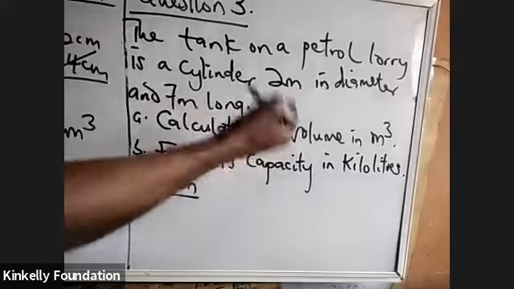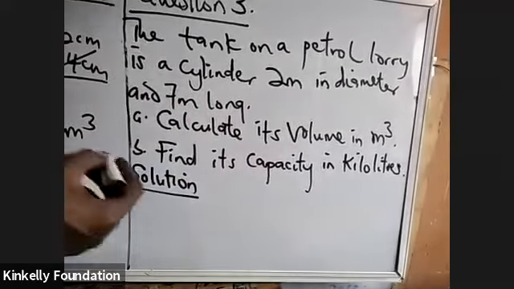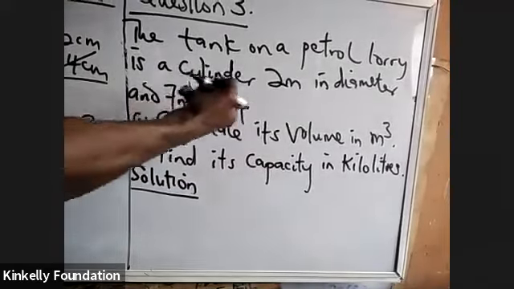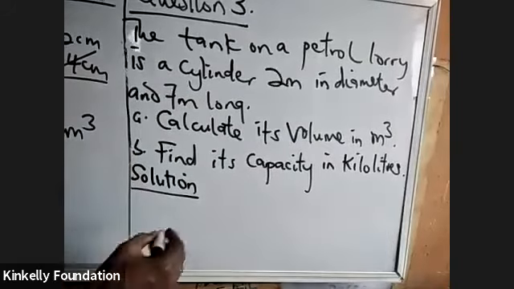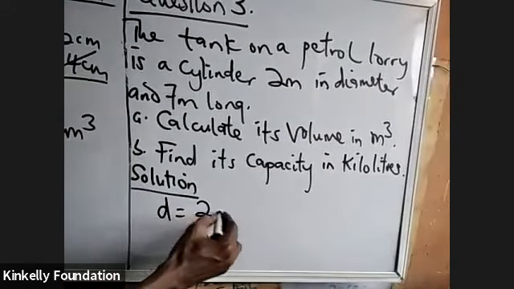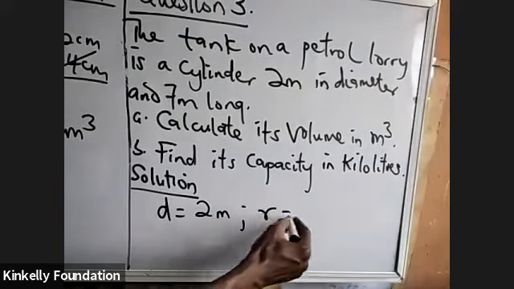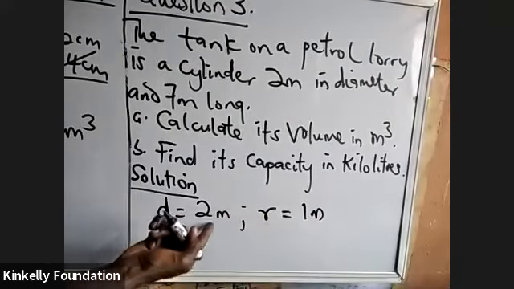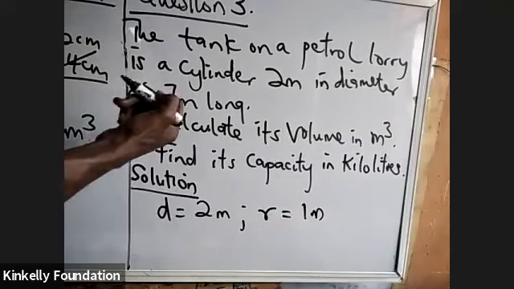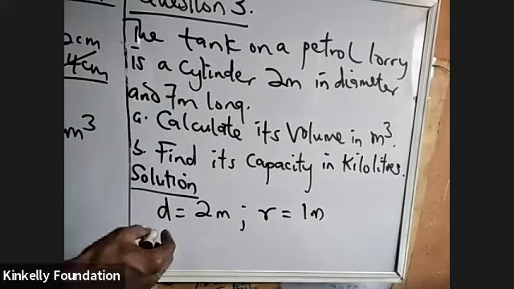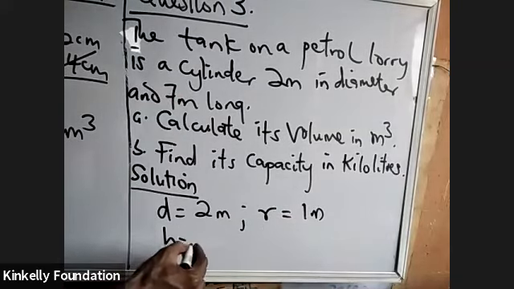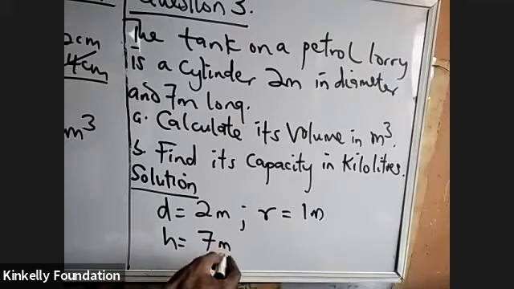In this one, let us write out everything that we are given. The lorry is 2 meters in diameter, which means that diameter is 2 meters, making us to have radius to be 1 meter when we divide this by 2. And the length, which is the height, is what? 7 meters long. And they say we should find the what? The volume in meter cube.